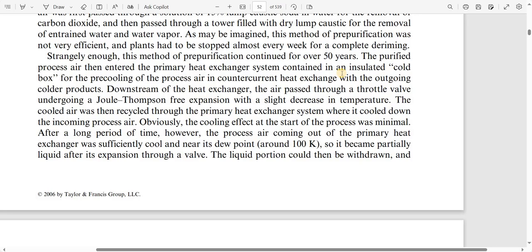The purified process air then entered the primary heat exchanger system contained in an insulated cold box. For the pre-cooling of the process air, it is countercurrent heat exchanged with the outgoing colder products. Downstream of the heat exchanger, the air passed through a throttle valve, undergoing a Joule-Thomson free expansion with a slight decrease in temperature. The cooled air was then recycled through the primary heat exchanger system, where it cooled down the incoming process air. Obviously, the cooling effect at the start of the process was minimal.